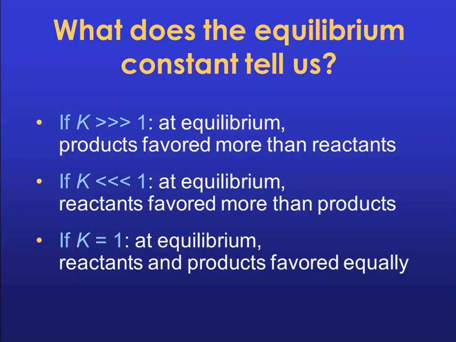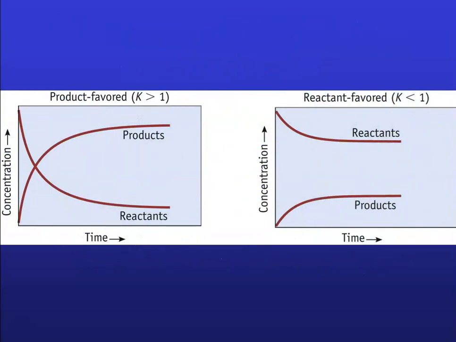And if you happen to be exactly at 1, this does not happen very often, but if you happen to be exactly at 1, then there is an equal distribution and equal favoring at equilibrium for both the reactants and the products. So there you see the product favored. Products have a much greater concentration. The reactant favored. The reactants have a much greater concentration.